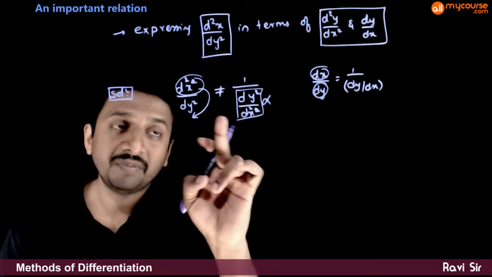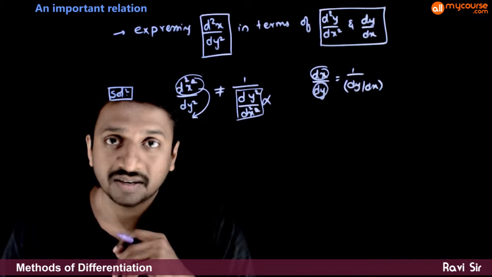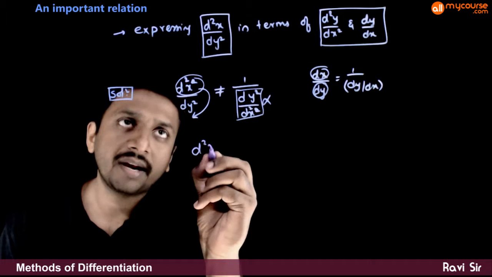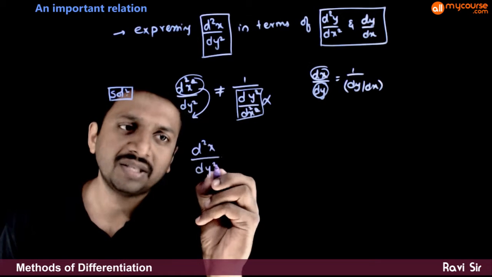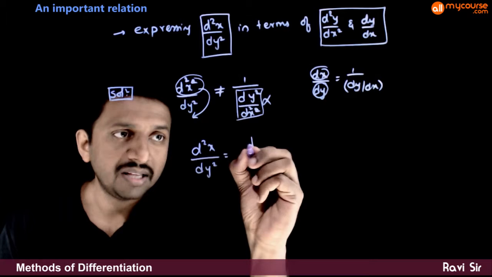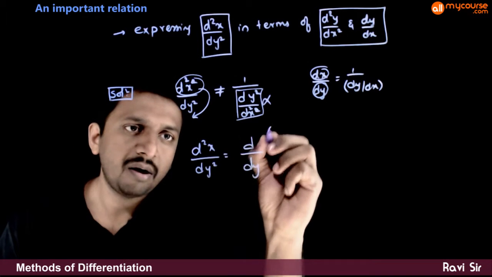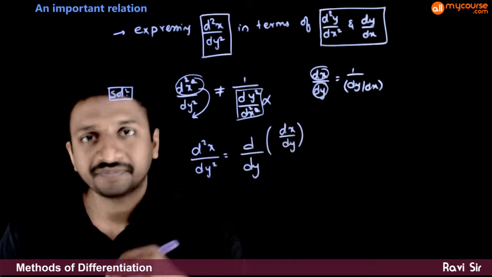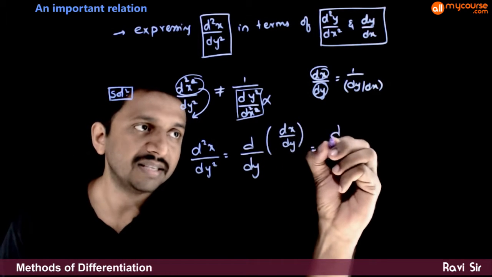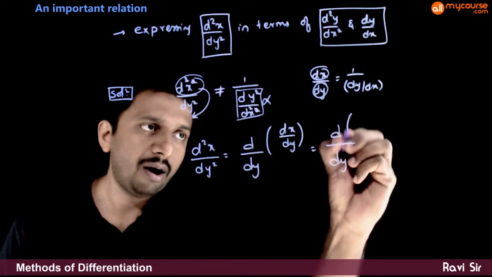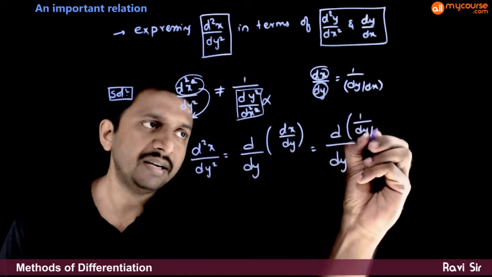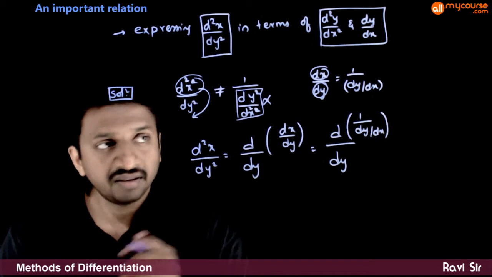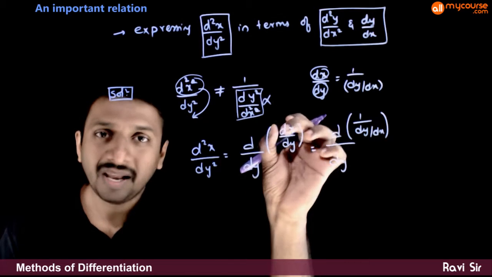Now, what is the relation between these two? That's what we need to understand. So let us try to go from the very basics. d²x/dy² by definition is d by dy of dx by dy. So this can be written as d by dy of 1 by dy by dx.